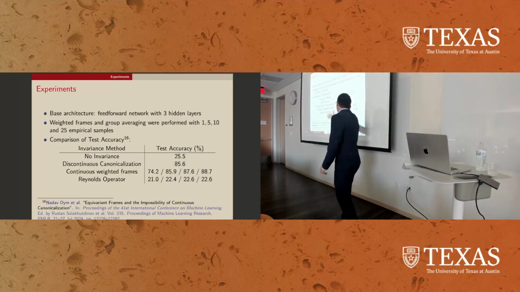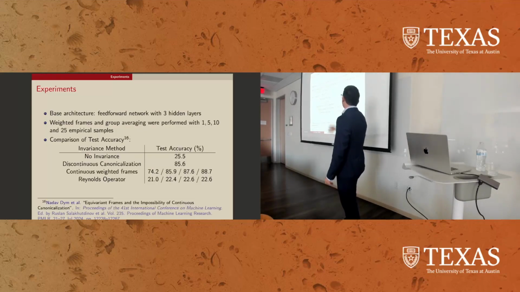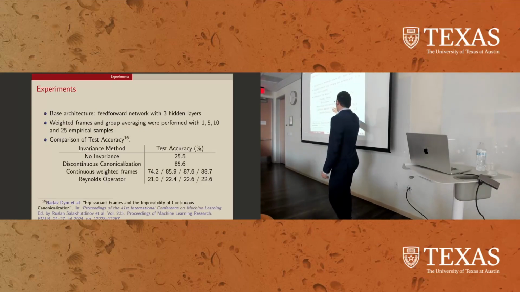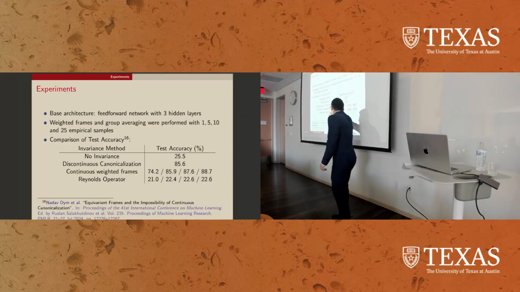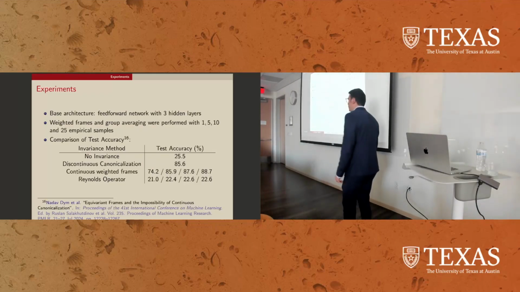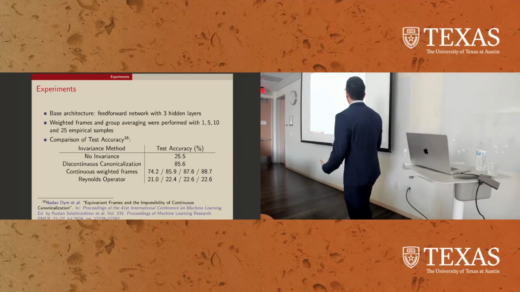So we don't make it invariant. We consider the lexicographic sorting, which is discontinuous. We consider this SN continuous weighted frame, and we consider this Reynolds operator, which is another name for group averaging, and see how each of these perform in terms of the test accuracy. We train them all for the same amount of time, about 60,000 iterations.